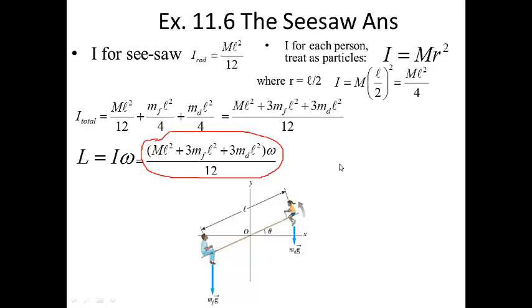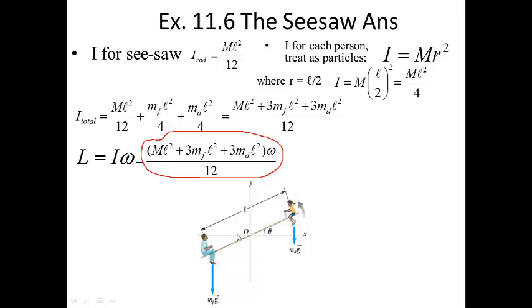Now, part B asks us to find the acceleration of the system when it makes an angle theta with the horizontal. So you can see that's what's pictured here. To do that, we need to find the net torque on the system, and we can use the equation net torque equals I times alpha.